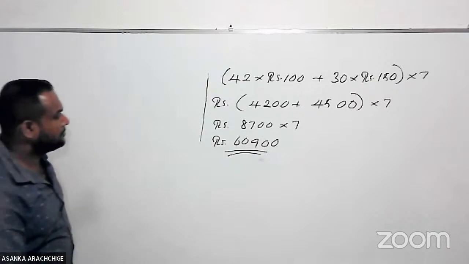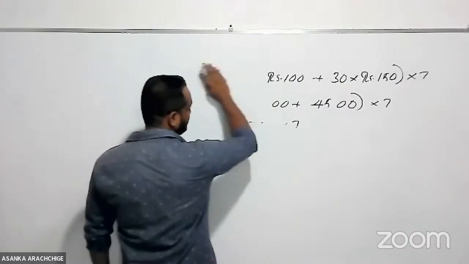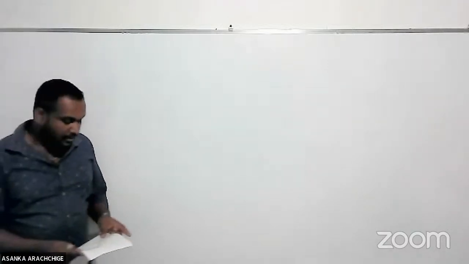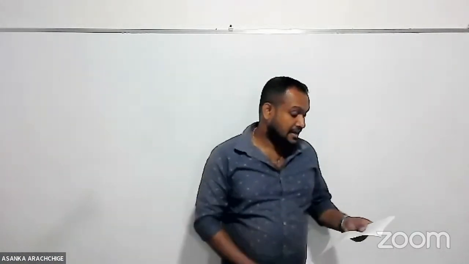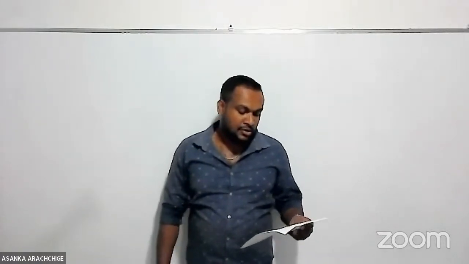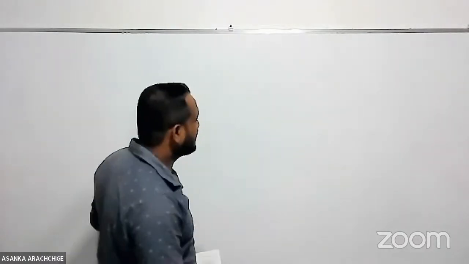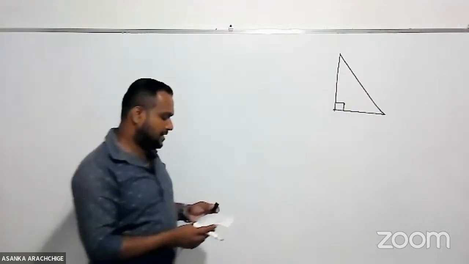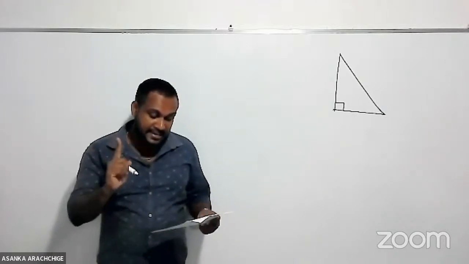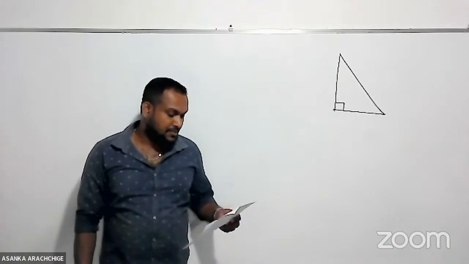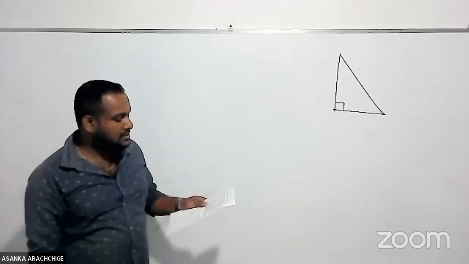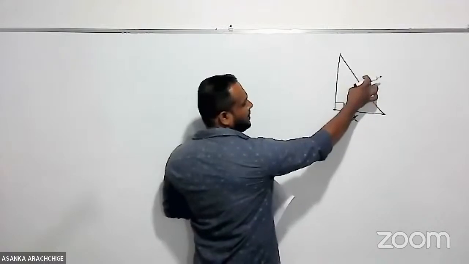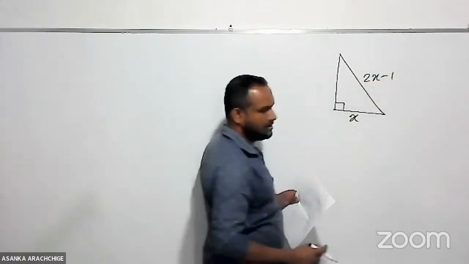Right. Number 4. The length of the hypotenuse of a right angle triangle is 1 centimeter less than twice the length of its shortest side. Right. If the length of the shortest side is x centimeter, so I take the length of the shortest side as x, then the hypotenuse must be 1 centimeter less than 2 times that shortest side.